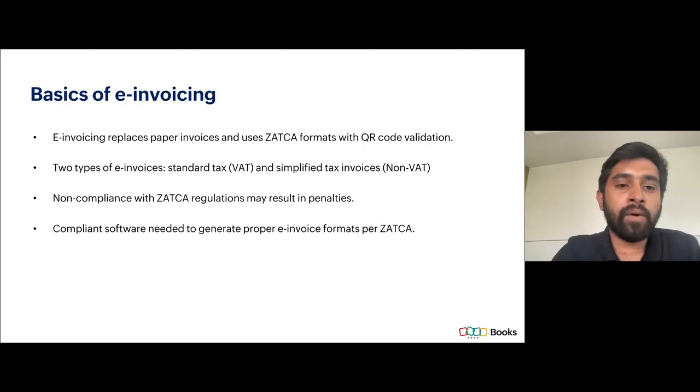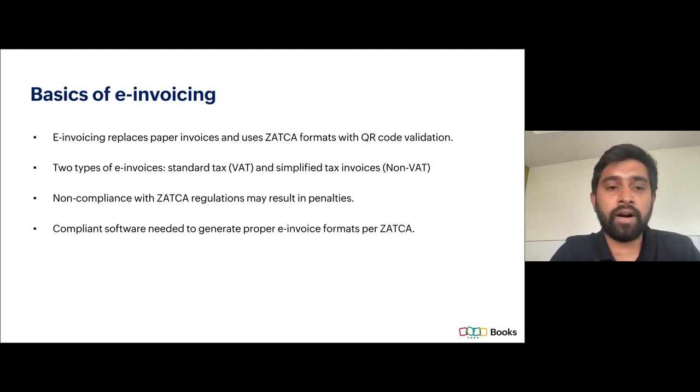So the e-invoicing basically replaces the physical paper invoices. So the electronically generated invoices will have a QR code in it, which is in a digital format, and it is being electronically stored in your system. So there are basically two types of e-invoices. One would be the standard tax invoice for the VAT registered businesses, and another one would be the simplified tax invoice, which would mainly be for the non-VAT or the business to consumer transaction.